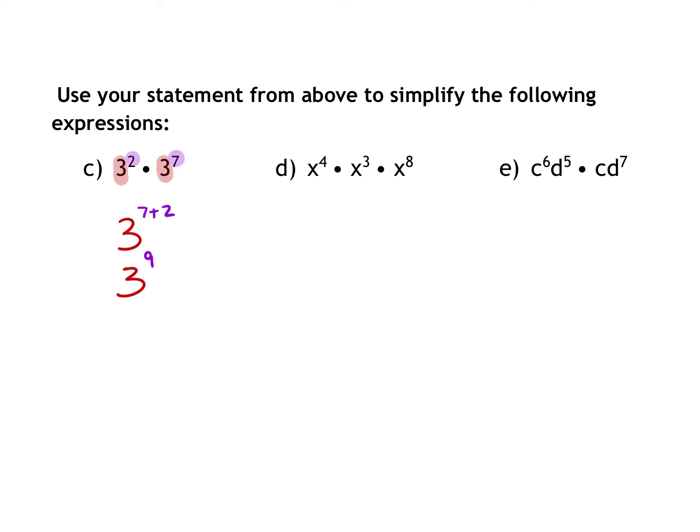Taking a look at our next problem, we've got the same bases on each one of these, which means we can take our 3 exponents and add them together. So our base is x, and we get 4 plus 3 plus 8. That is 7 plus 8, so it is x to the 15th power.